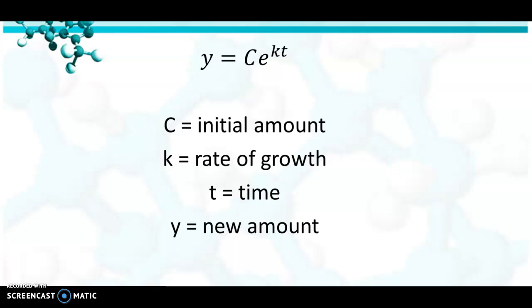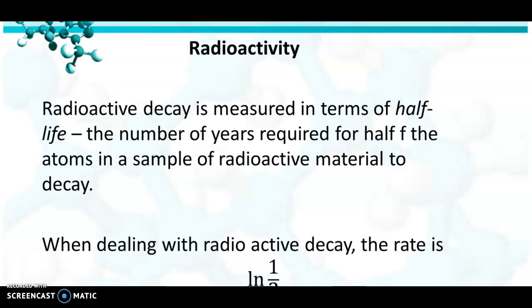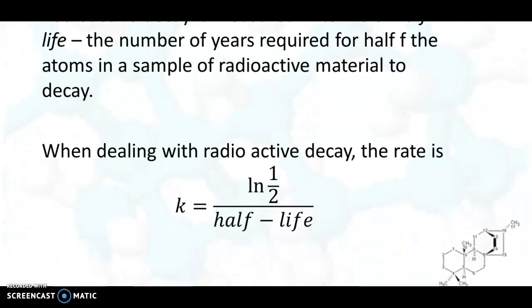On our next slide, we'll see that general equation again, y is equal to C times e to the kt. And just note that C is some initial amount, k is the rate of growth, t is our time, and y is our new amount after some given time. So we're now going to dabble with radioactivity, which you deal with in chemistry. And we have radioactive decay, which is measured in terms of half-lives, as most of you should know from chemistry. It's the number of years required such that some sample of atoms decays by half of its total amount.